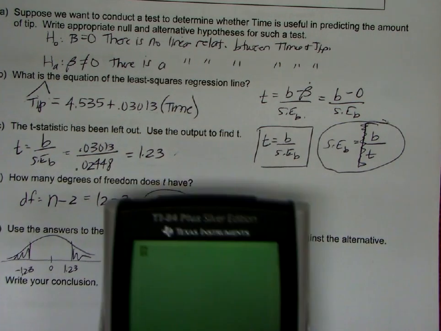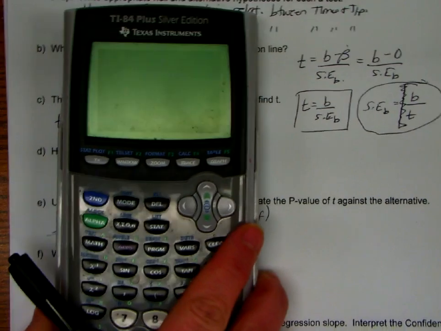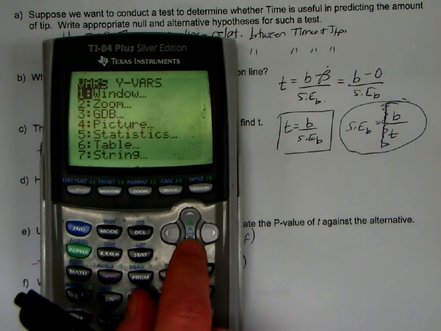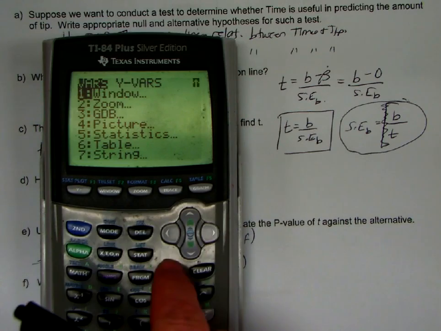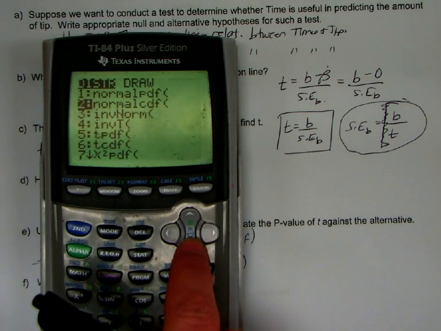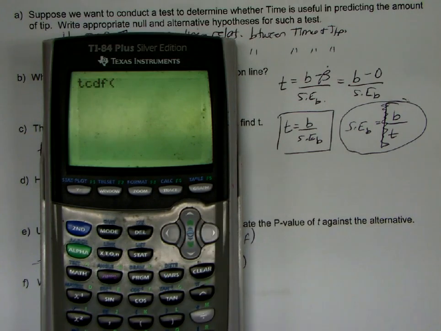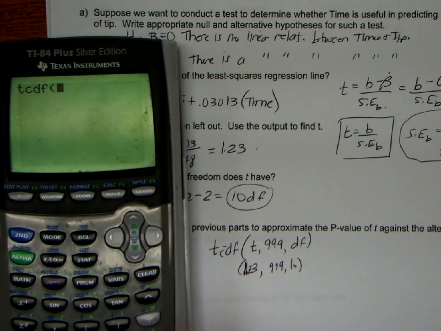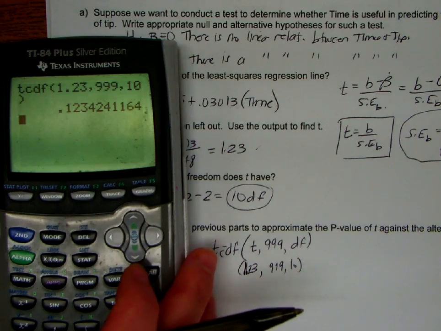So go to the distribution menu, everyone. Second, vars. And I'm going to tcdf. You're going to type in the t-value, which is 1.23, comma 999, but you also have to give it the degrees of freedom. And that's going to spit out a probability, 0.123.